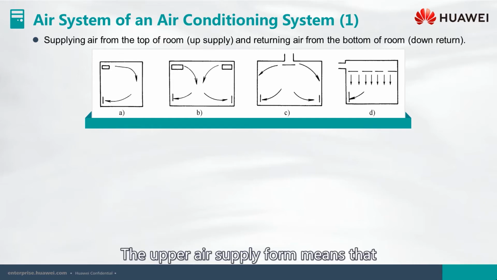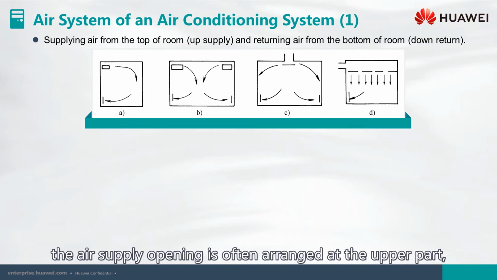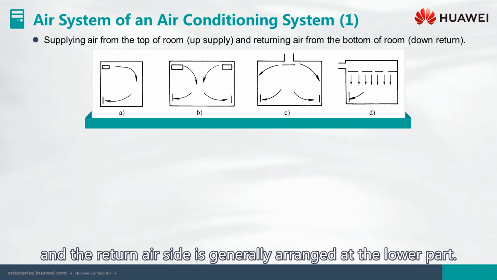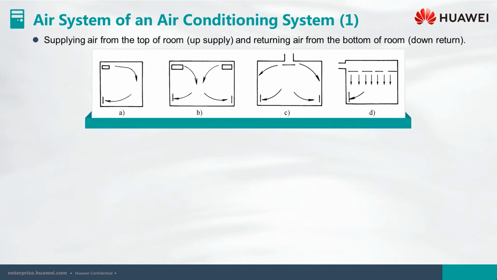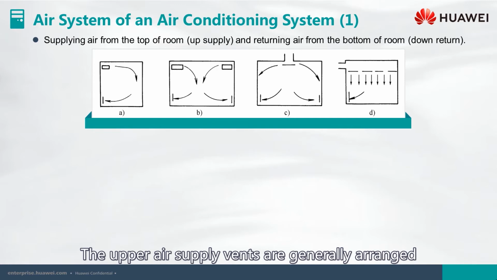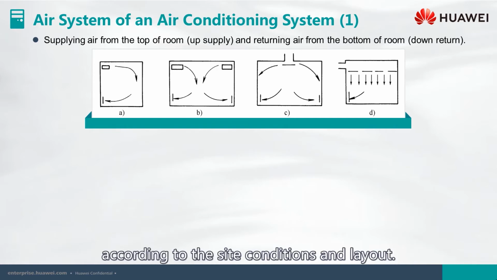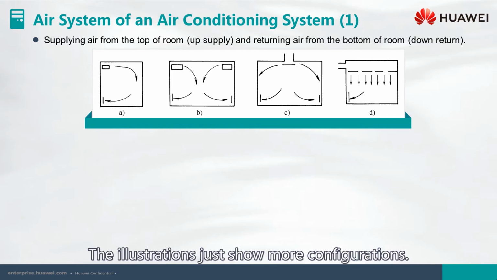The upper air supply form means that the air supply opening is often arranged at the upper part, and the return air side is generally arranged at the lower part. The upper air supply vents are generally arranged according to the site conditions and layout. The illustrations just show more configurations.